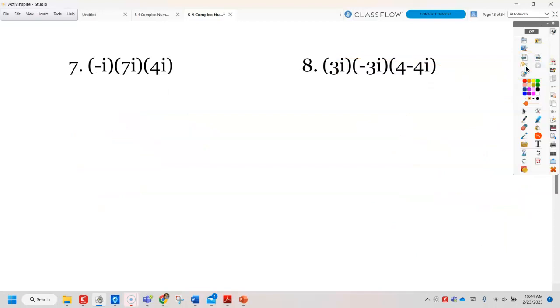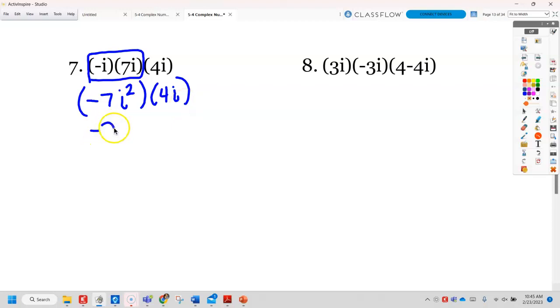You can multiply as many numbers together as you want. We know that. That's like our normal rule in math. So I would just group the first two terms. So negative i times 7i is negative 7i squared. That now gets multiplied by 4i. So 4 times negative 7 is negative 28i cubed.